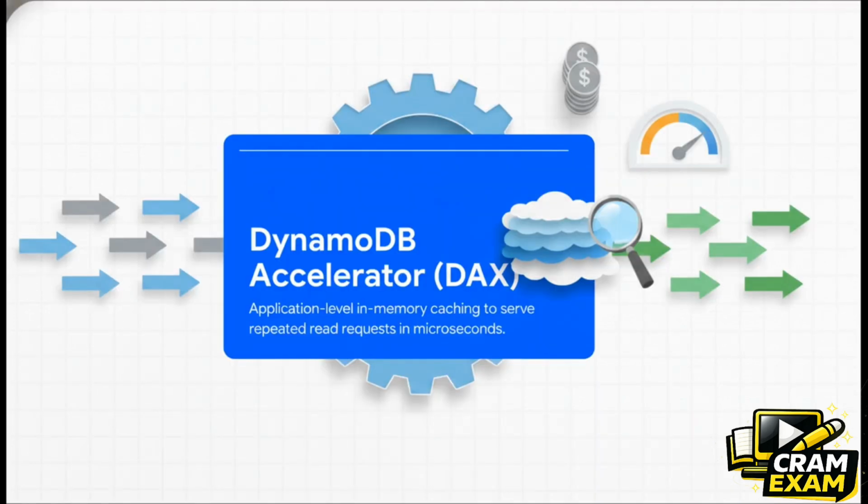And if your API still demands extreme read throughput, you don't just endlessly increase your DynamoDB capacity. You implement application-level caching. By placing DynamoDB Accelerator, or DAX, in front of your database, you serve repeated read requests directly from memory in microseconds. Caching is absolutely the ultimate optimization strategy because it entirely removes the operational load from your primary database, drastically reducing your RCUs and API latency.